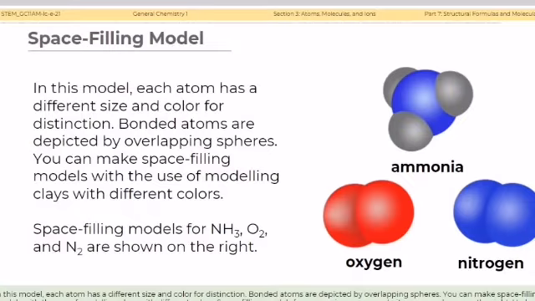You can make space-filling models with the use of modeling clays with different colors. Space-filling models for ammonia, oxygen, and nitrogen are shown on the right. Hydrogen, oxygen, and nitrogen are represented by gray, red, and blue spheres, respectively.